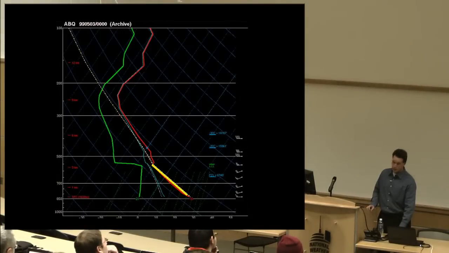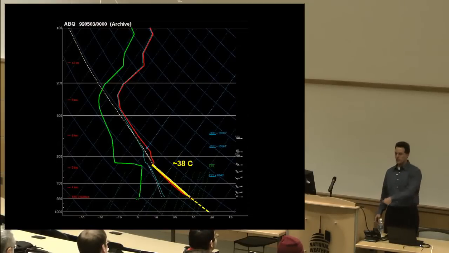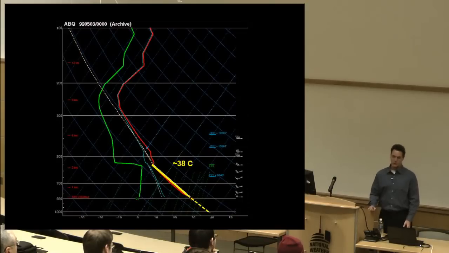Well, here's that Albuquerque sounding again. The potential temperature is about 38 C. That's just the temperature if we continue dry adiabatically down to 1,000 millibars. So it's just another base thermodynamic quantity. That's how we label the dry adiabats, by the temperature of that adiabat where it crosses 1,000 millibars. So in this case, that would be a layer of 38 C, roughly.